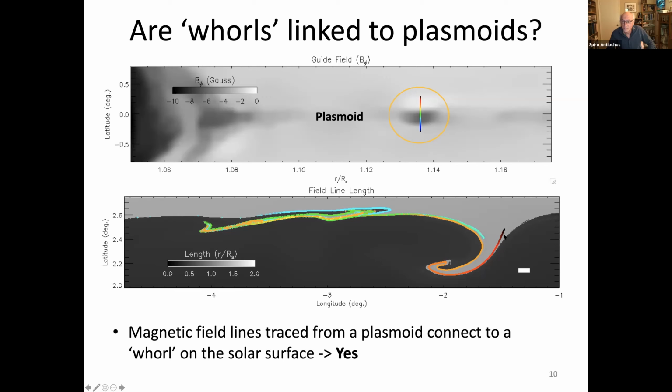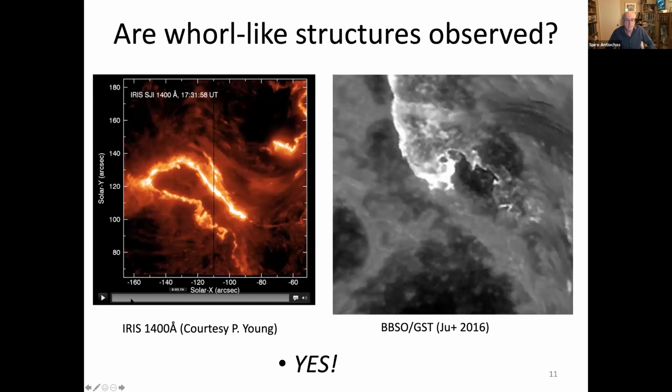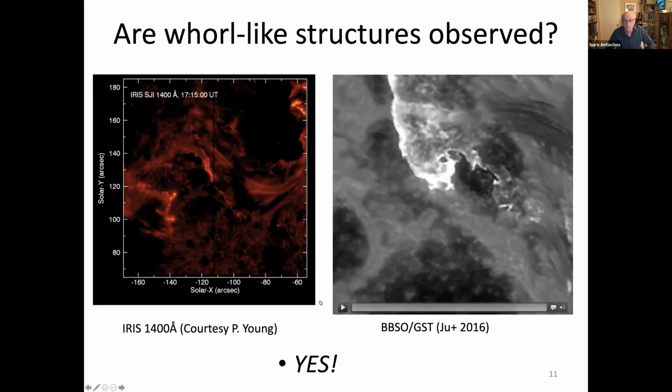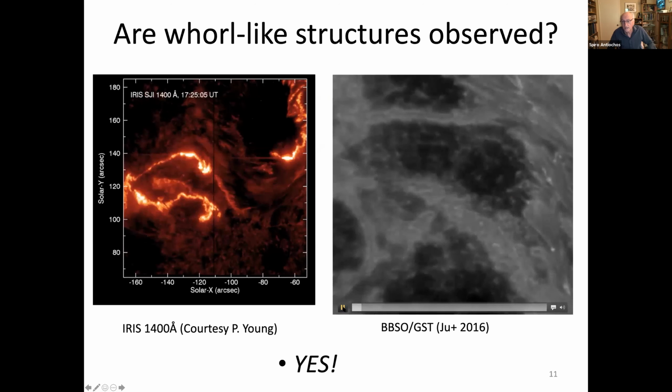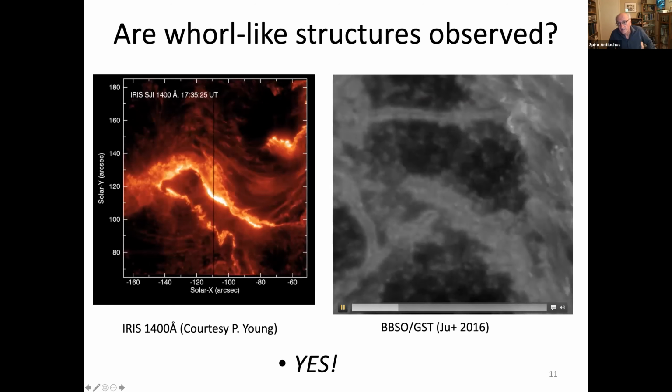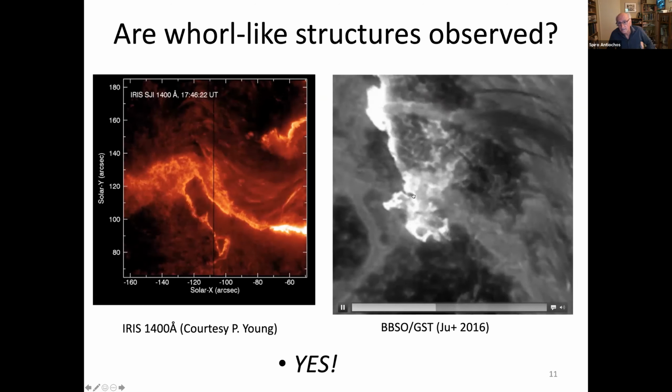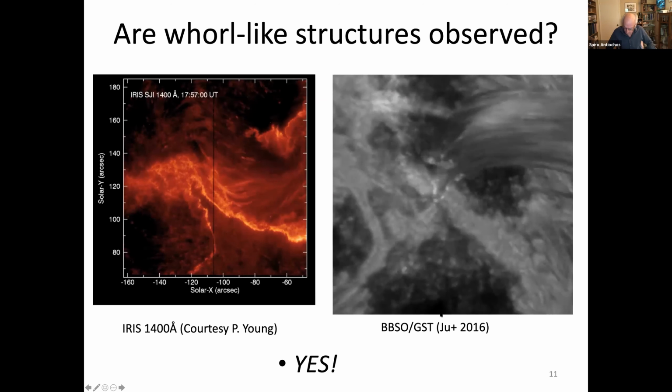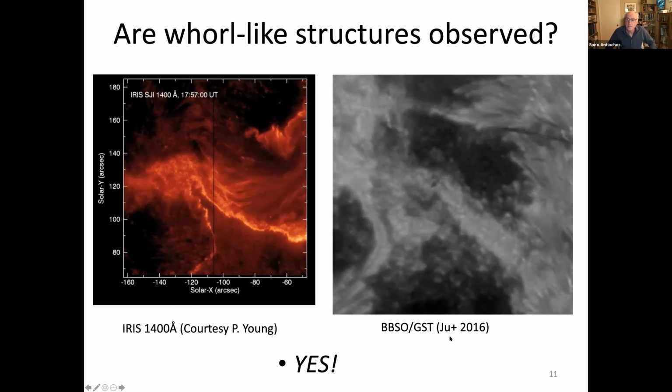And you can see these plasmoids are what is forming these swirls. These swirls are due to the twisted magnetic field lines of these plasmoids. So the magnetic field lines traced from a plasmoid connect to a whorl. And indeed, if you look at the observations, you can see all these whorls forming in the observed chromospheric ribbons.